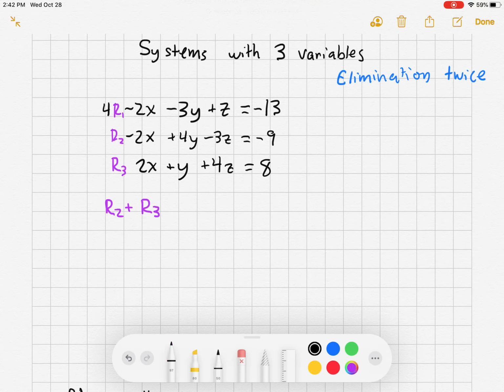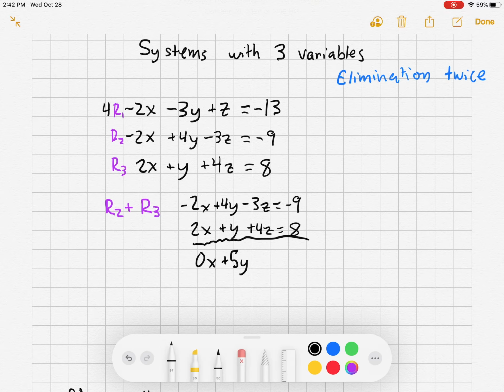I'm just going to go ahead and write those out again. So let's go ahead and just add them together really quick. We get 0x plus 5y plus z equals -1. And there we go. We could probably even just get rid of the 0x part. All right. So there we go. Now we have one new equation. I'm just going to go ahead and write this over here.